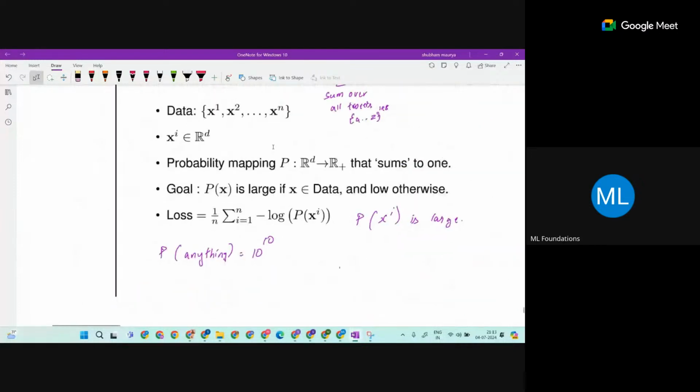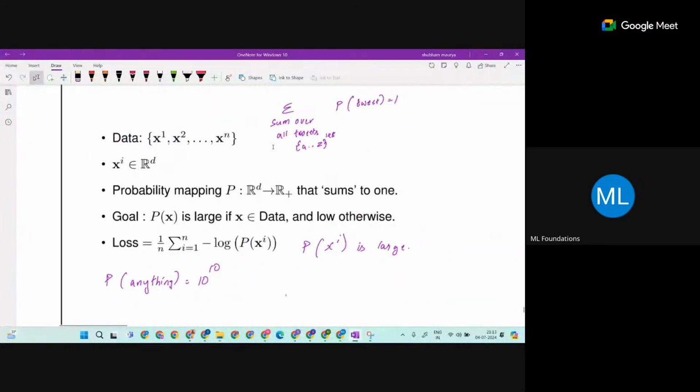Here, let me make it smaller. So the formula is this: you have some training data, where the superscript represents how many points there are. Each data point belongs to R^D, that is, the vector space with D coordinates.